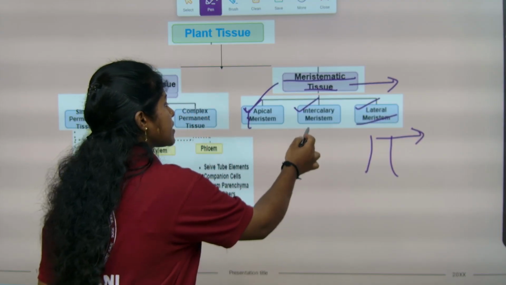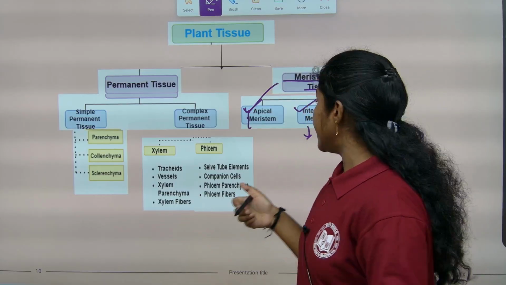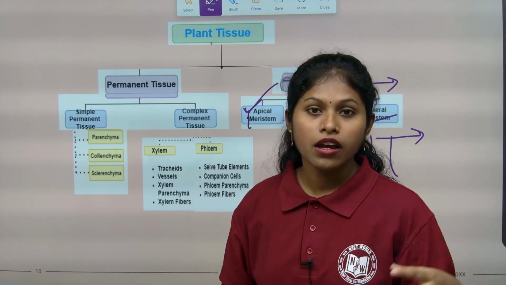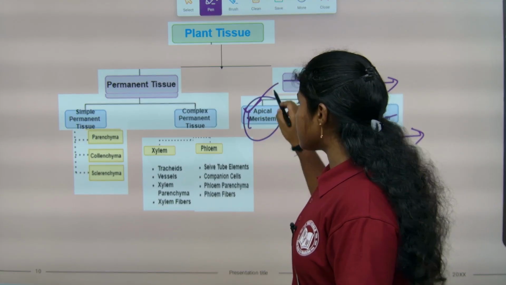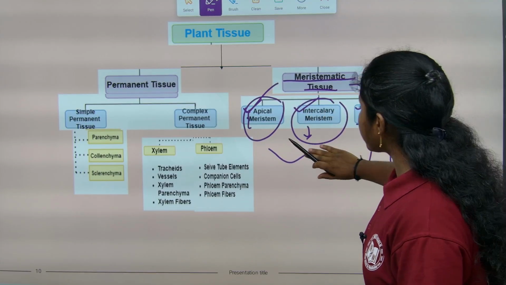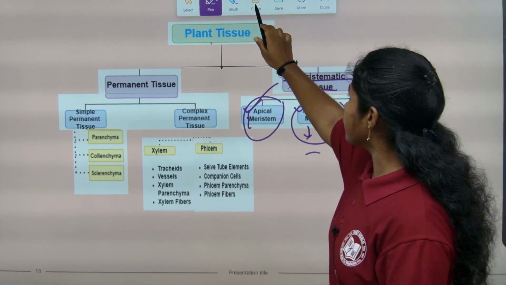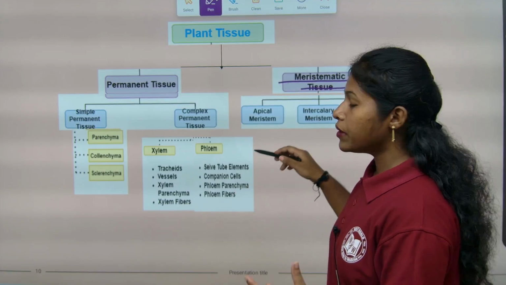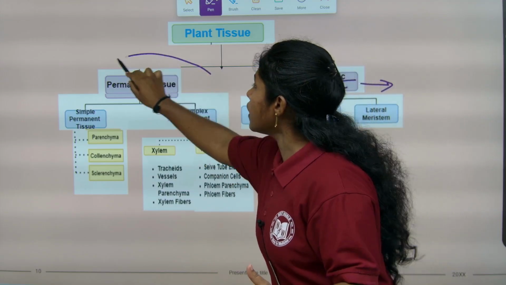So intercalary meristems help in the elongation of the internodal regions, right, and it is present at the base of the lamina, and at the nodal regions of flowers, fruits and branches. And coming to the apical meristem, children, it is present at root tips and shoot tips. So this is how the meristematic tissues are categorized based on their location. So what are permanent tissues then? When these meristematic cells lose their ability to divide, they become the permanent tissues.